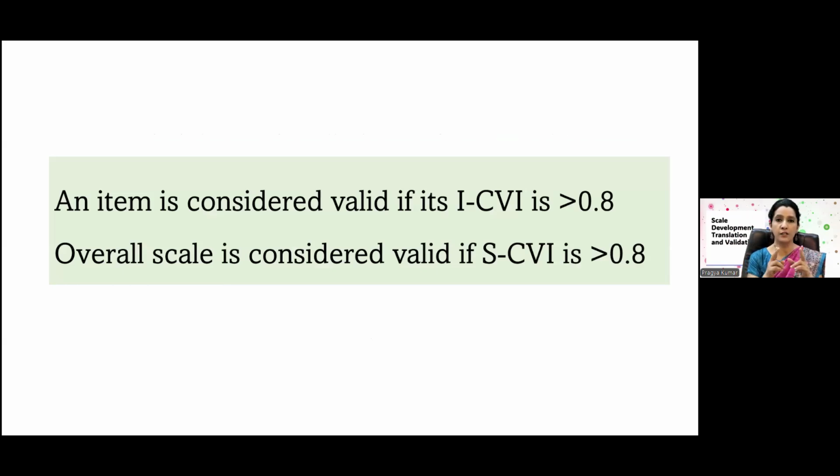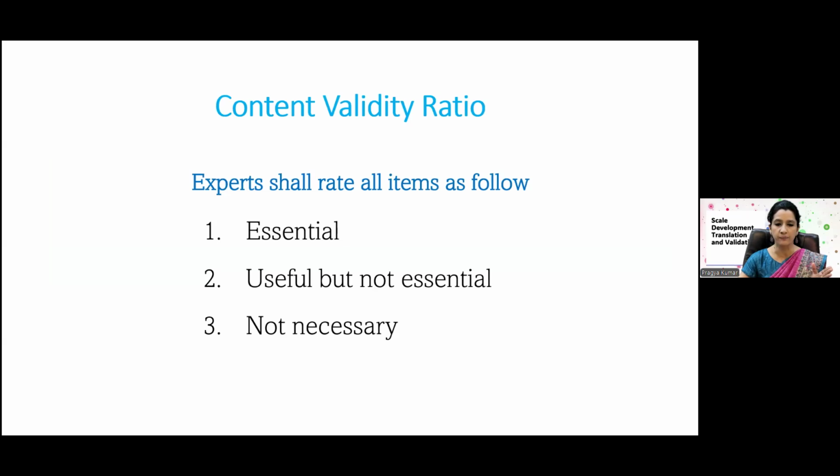So we calculate 2 types of content validity index. There is an item-wise content validity index, and there is an overall scale-wise content validity index. We'll see how to calculate it. So both should be more than 0.8. You will keep only those items where the content validity index is more than 0.8, and you will take the overall scale as valid if the overall scale content validity index is more than 0.8. So the cutoff is more than 0.8.